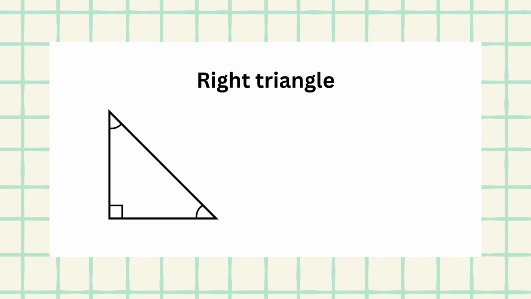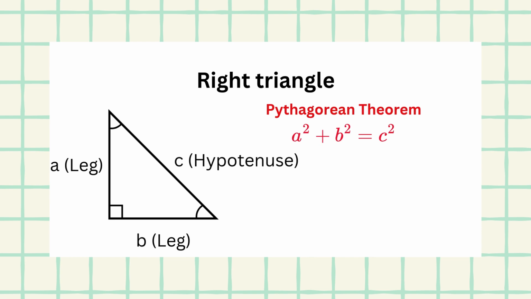Here's a right triangle to help visualize it. The hypotenuse is labeled C. The two legs are labeled A and B. Now, here's the Pythagorean theorem in its mathematical form. A squared plus B squared equals C squared.